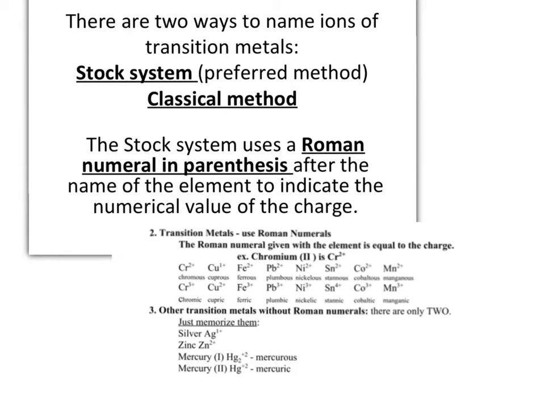So there are two ways to name ions of the transition metals. There's the stock system, which is the preferred method now, and then there's the classical method, sometimes called the -ous/-ic method. What happens is the stock system uses Roman numerals and parentheses to indicate the value of the charge. So, for example, here on this chromium Roman numeral 2, that Roman numeral 2 indicates that it is a charge of 2 plus, because these are all metals. So they're going to have positive ions, they're cations.